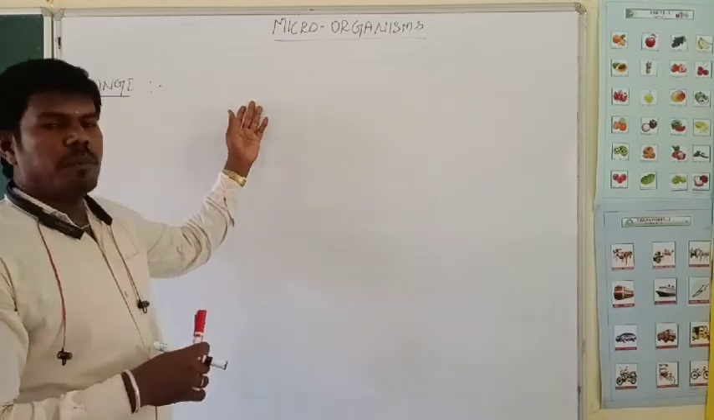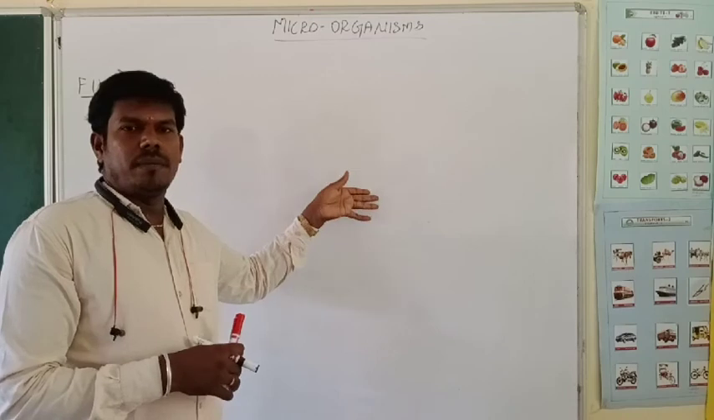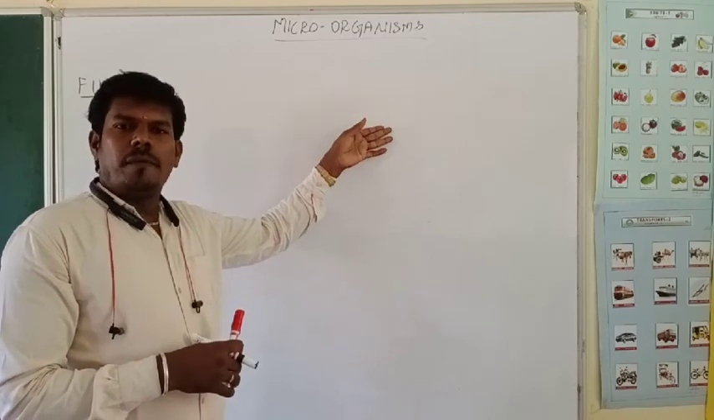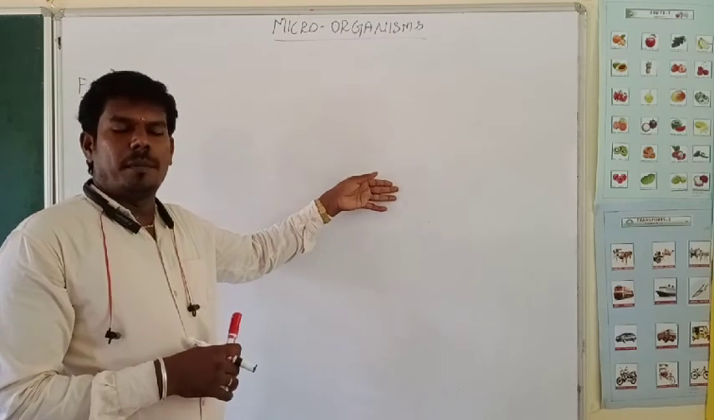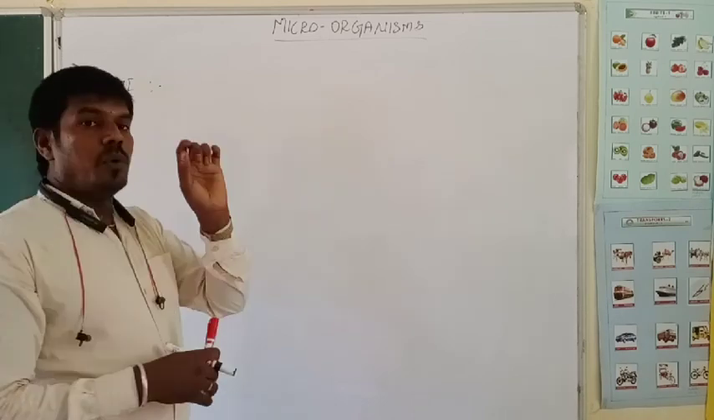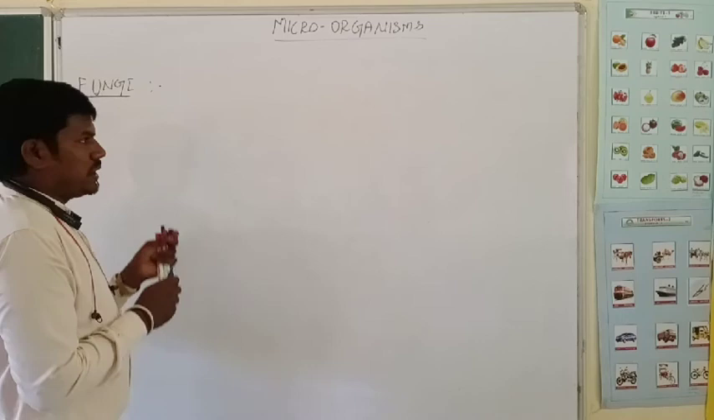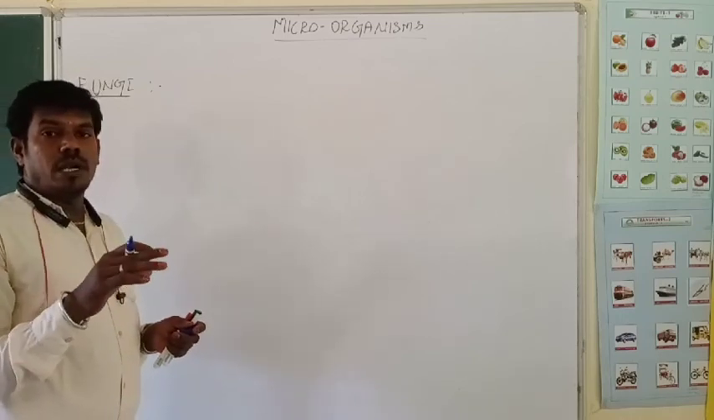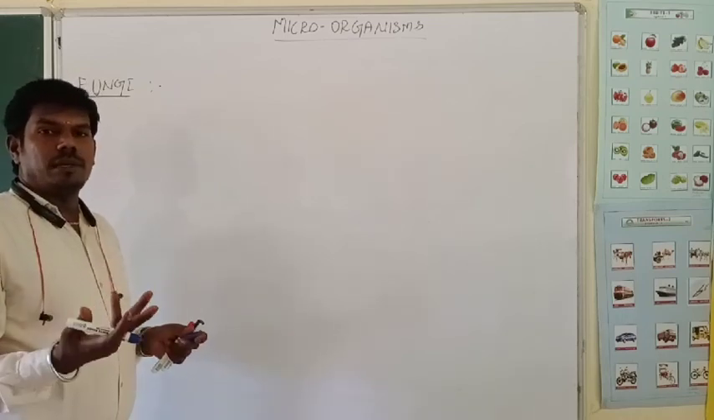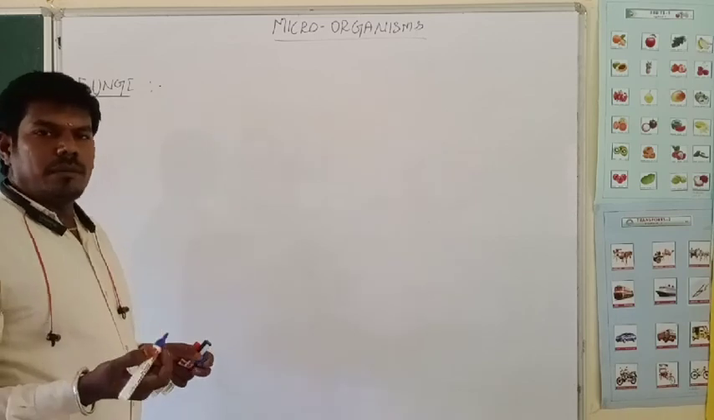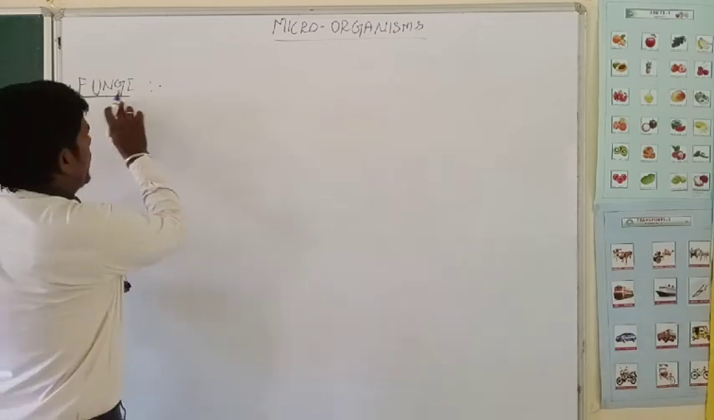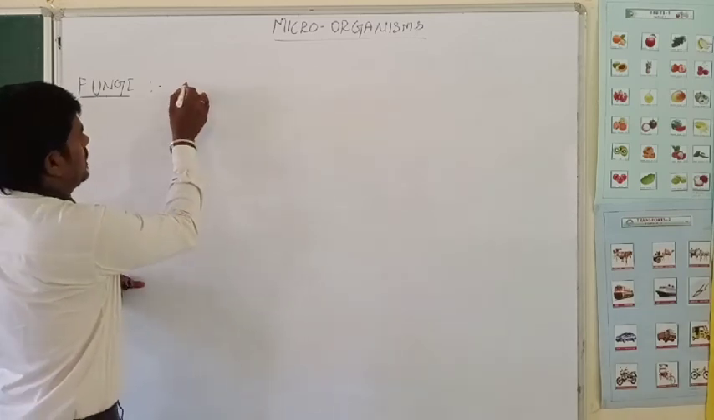Before that, you know some microorganisms were already classified in the beginning class. Then fungi, virus, bacteria, protozoan, amoeba, like that. This fungi group forms eukaryotic cells. Eukaryotic cells means what? Already mentioned. What is the difference between the eukaryotic and prokaryotic? You studied. Fungi is a group of eukaryotic cells.